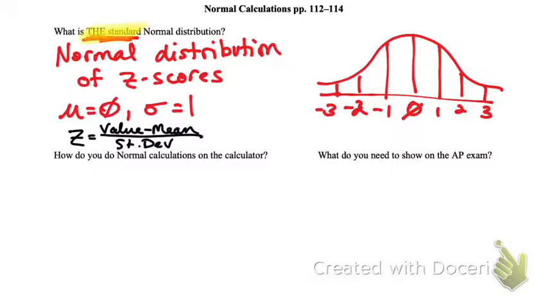This is the standard normal distribution. All distributions can be linked back to this one. It's kind of like parent functions from algebra. The parent function of a linear graph is y equals x. The parent function of a quadratic is y equals x squared. The parent function of an absolute value is the absolute value of x. This is kind of like the parent function for all normal distributions.